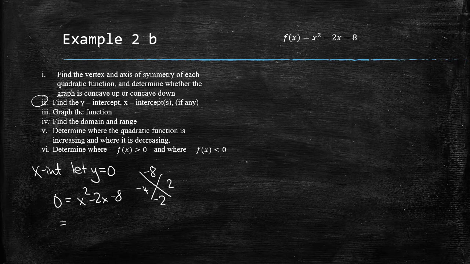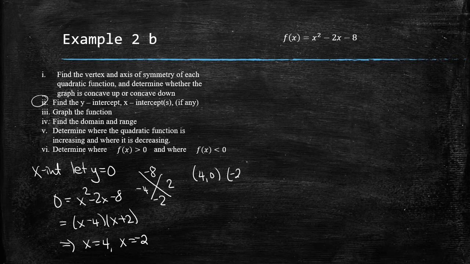So negative 4 and 2, which means x is equal to 4 or x is equal to negative 2. So our x-intercepts are (4, 0) and (negative 2, 0). The y-intercept, plug in a 0 for x, and we'll come up with negative 8.